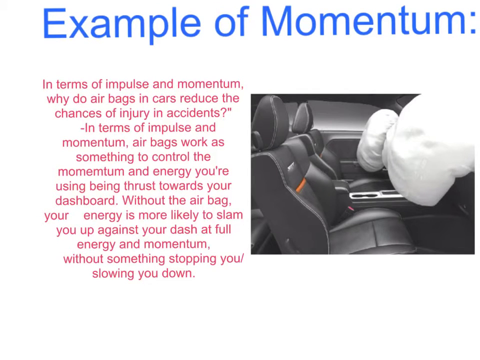Our example question was, in terms of impulse and momentum, why do airbags in cars reduce the chances of injury and accidents? And our answer was, in terms of impulse and momentum, airbags work as something to control the momentum and energy you're using, being thrust towards your dashboard. Without the airbag, your energy is more likely to slam you up against your dash at full energy and momentum, without something stopping you or slowing you down.